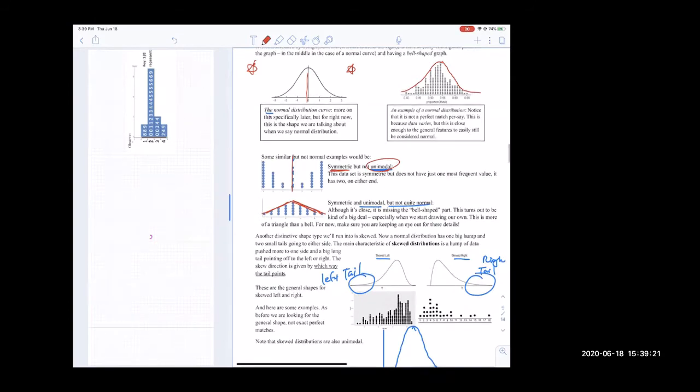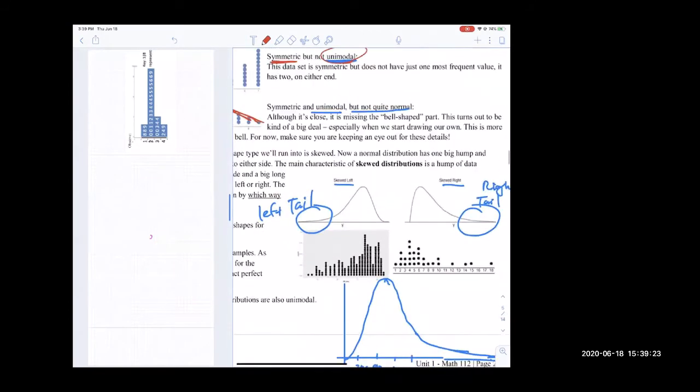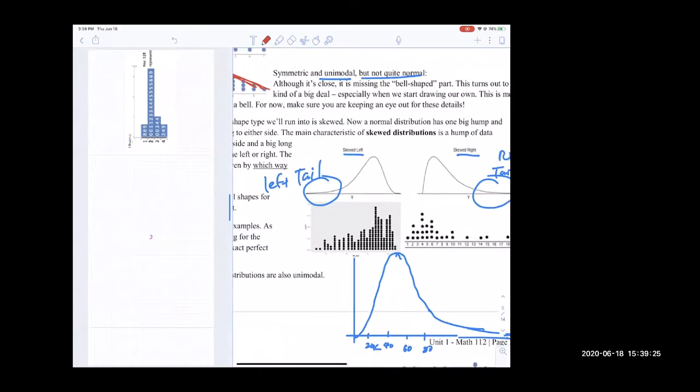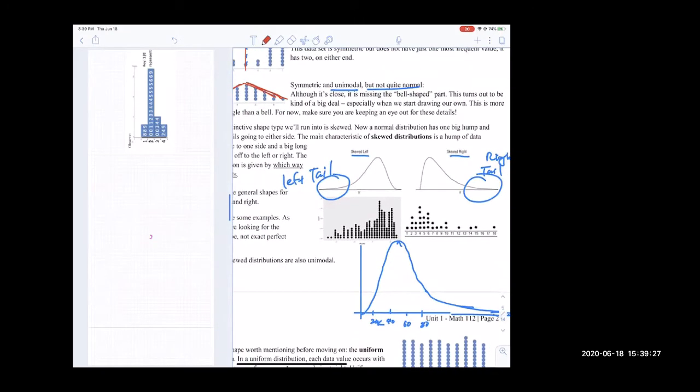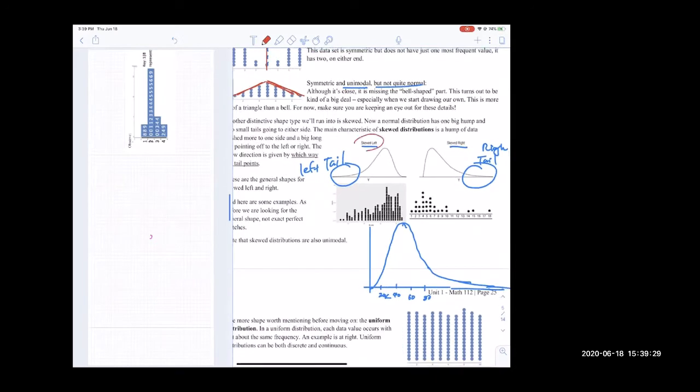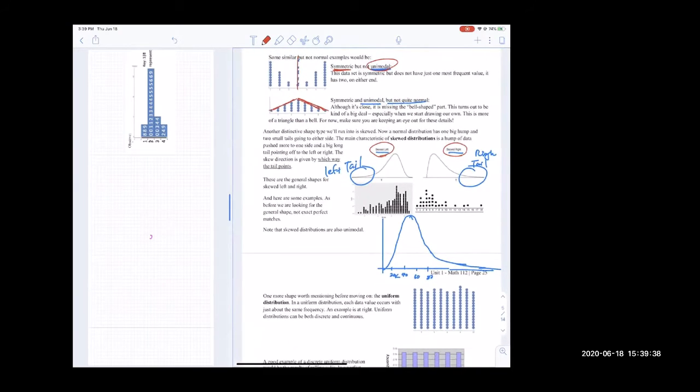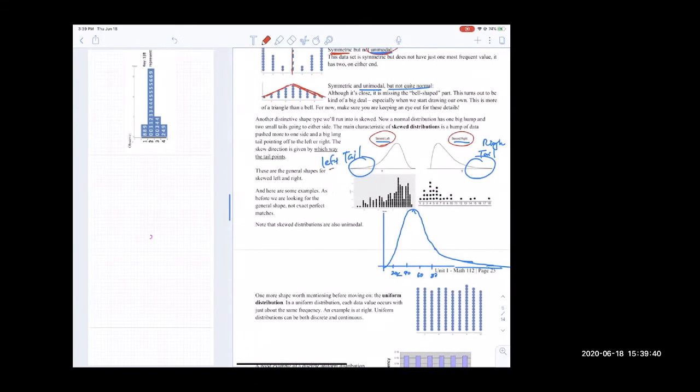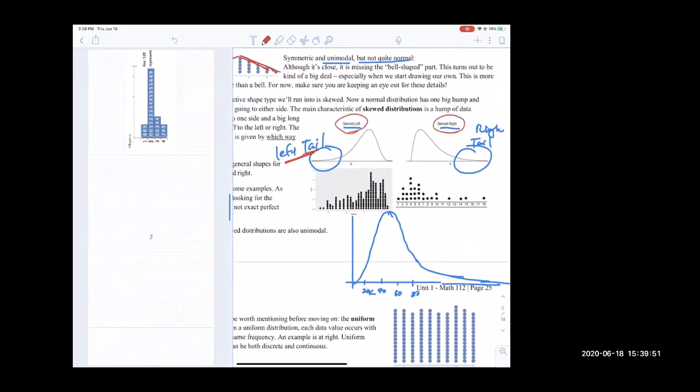Again, another distribution that you will see here is called the skew distribution. We have a left skew distribution and a right skew distribution. How can you tell if it's left or right? You can tell by the tail, where the tail goes. If it goes to the left, it's left skew. If your tail goes to the right, it's a right skew distribution.